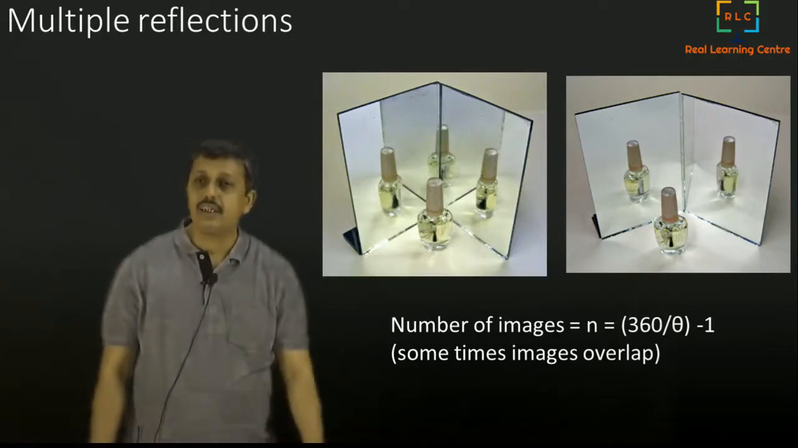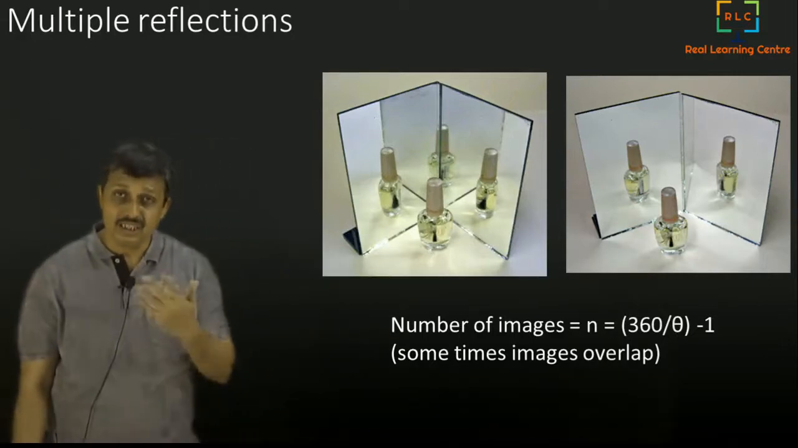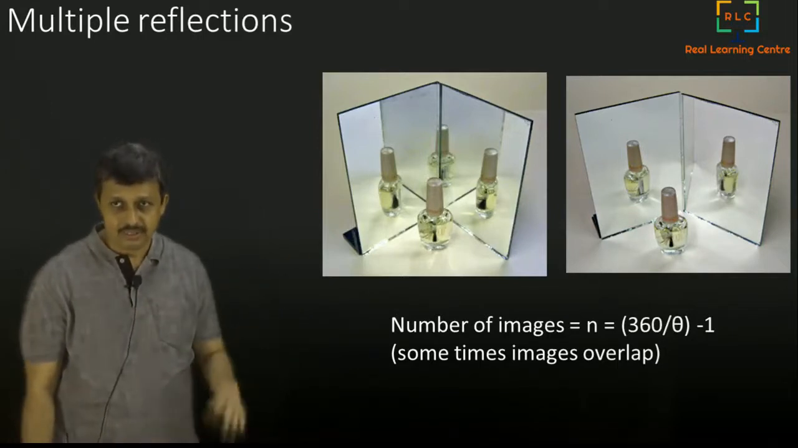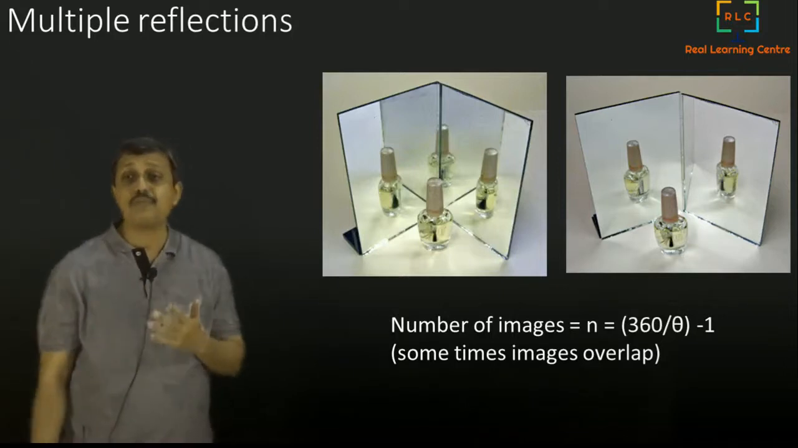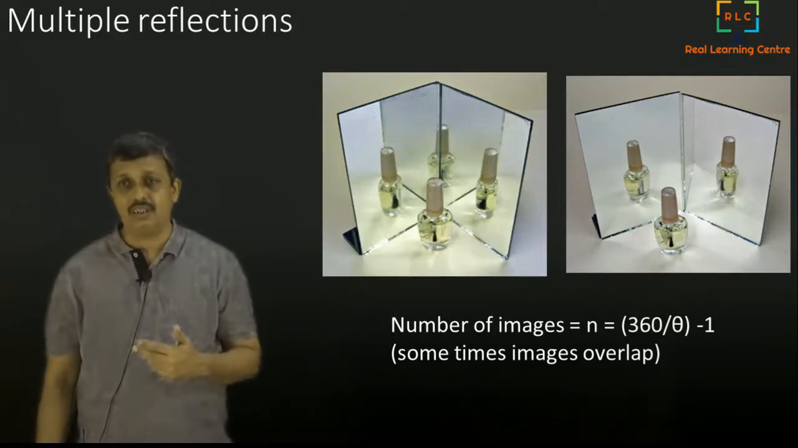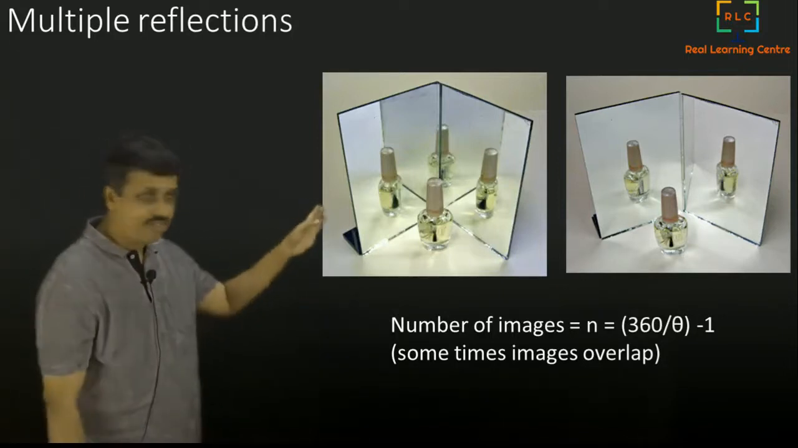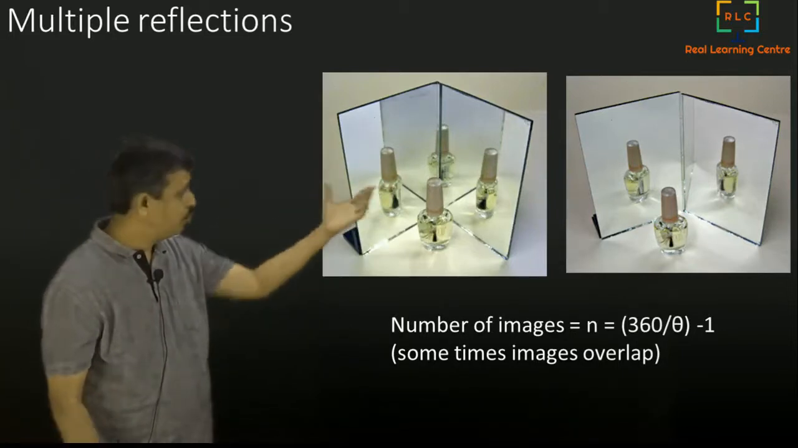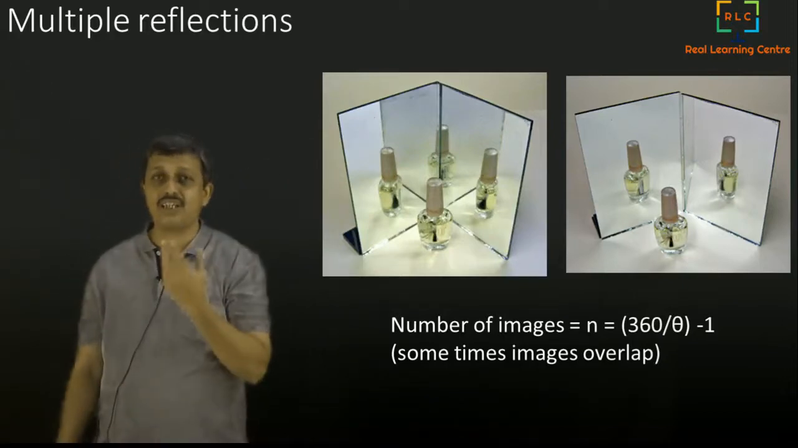One thing you have to understand is that it is possible that the value of n comes out not an integer. Then you have to round it up to the nearest integer. Also remember that sometimes the images overlap, in the sense that wherever there is a corner in the middle, two images overlap to give you one single image.